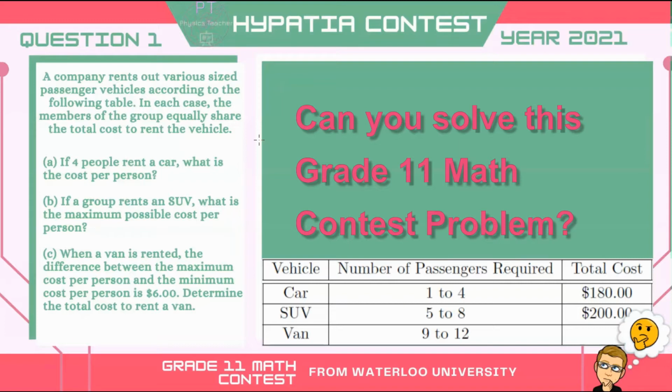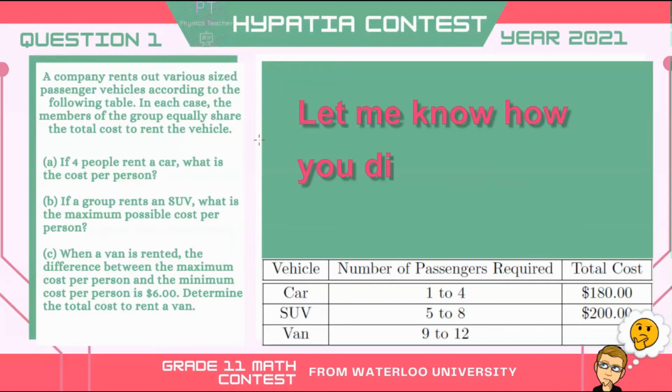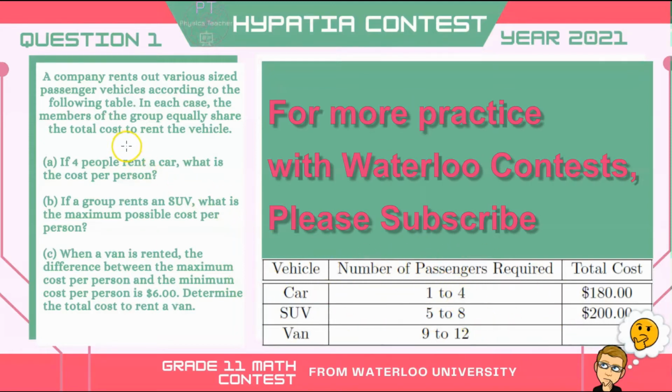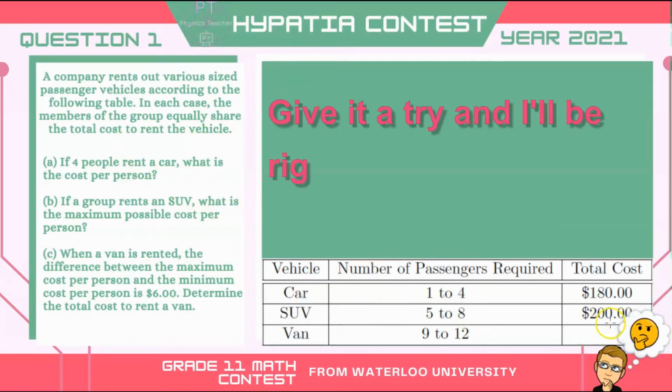This is a grade 11 Math Hypatia contest question, and each question uses this chart here to either determine the total cost per person, if that cost is equally shared among everyone in the group, or to figure out the unknown cost for the van. Give them a try, and I'll be right back with the solutions.